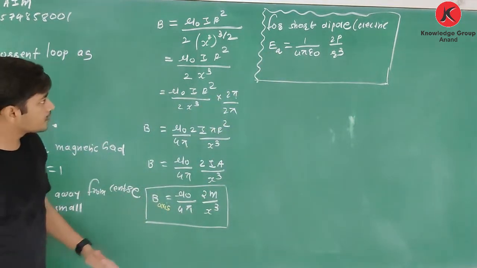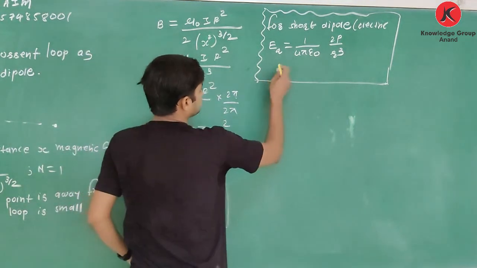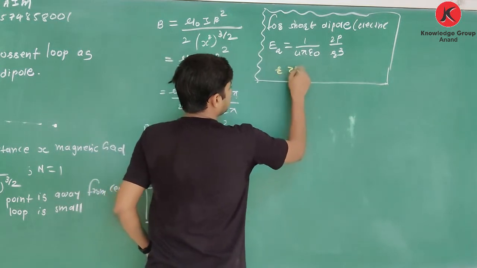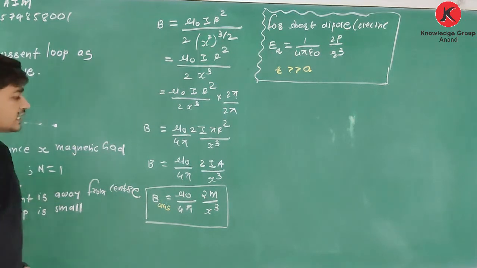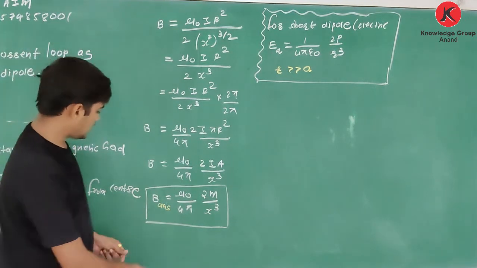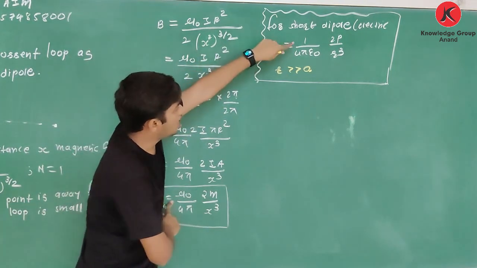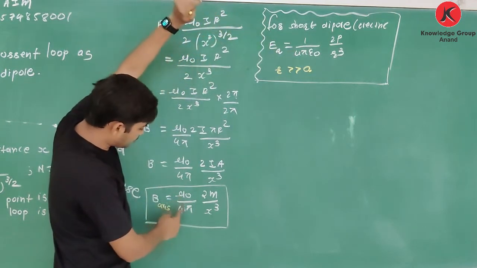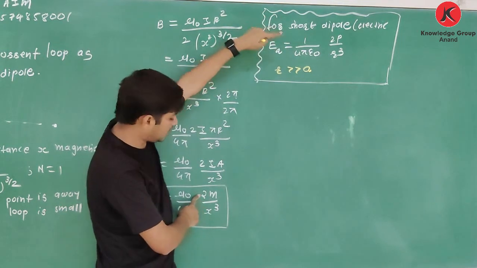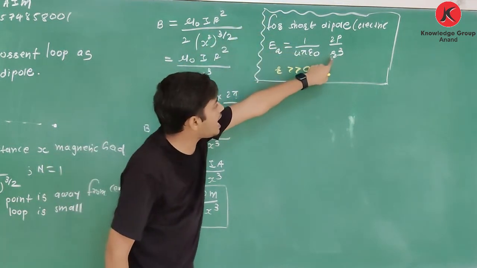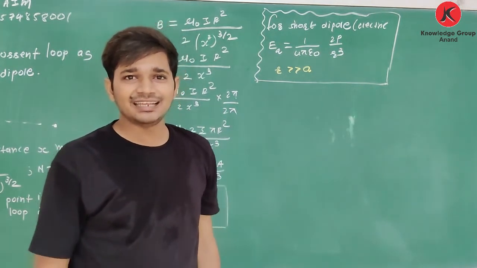Now see here, for the electric dipole, when r is very much greater than a, we obtained this equation. Remember, here x is very much greater than r. Observe these two equations. Magnetic field on axis, electric field on axis: 1 upon 4 pi epsilon 0 is a constant, mu 0 upon 4 pi is a constant, 2p is the electric dipole moment, m is the magnetic moment, r is distance, x is distance. Clear about this?